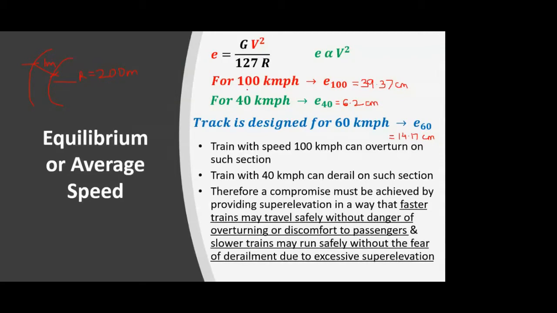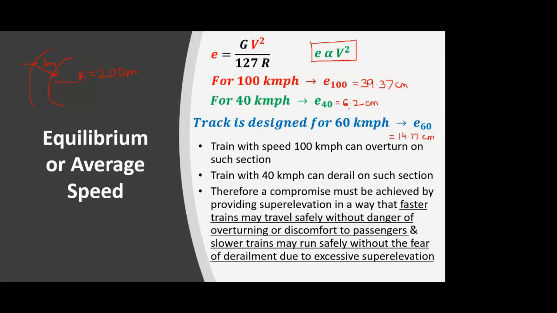Now for the high speed train, as we have seen, your superelevation value is directly proportional to the square of your speed. So for high speed, obviously you will require more superelevation. We can see here it's almost 39 centimeter. But for low speed, maybe this is the lowest speed that you have on your track, you require just 6.2 centimeter.